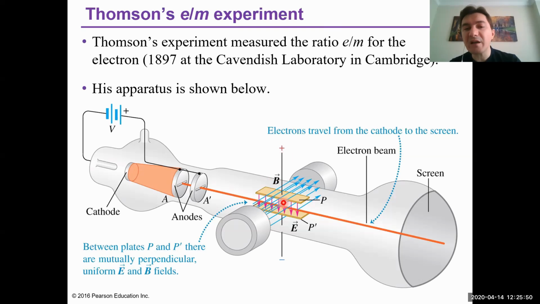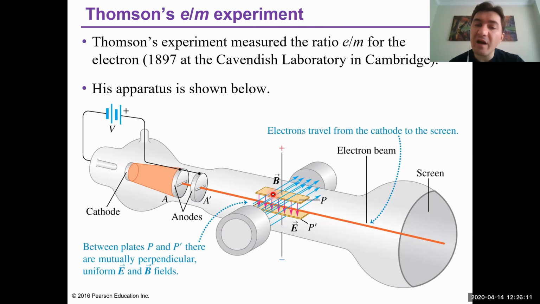Whenever you apply an electric field, the electrons will be deflected like this, okay? Since they are electrons, the force is opposite to the electric field. Whenever you apply an electric field, the electrons will be deflected like this. They cannot follow that path.